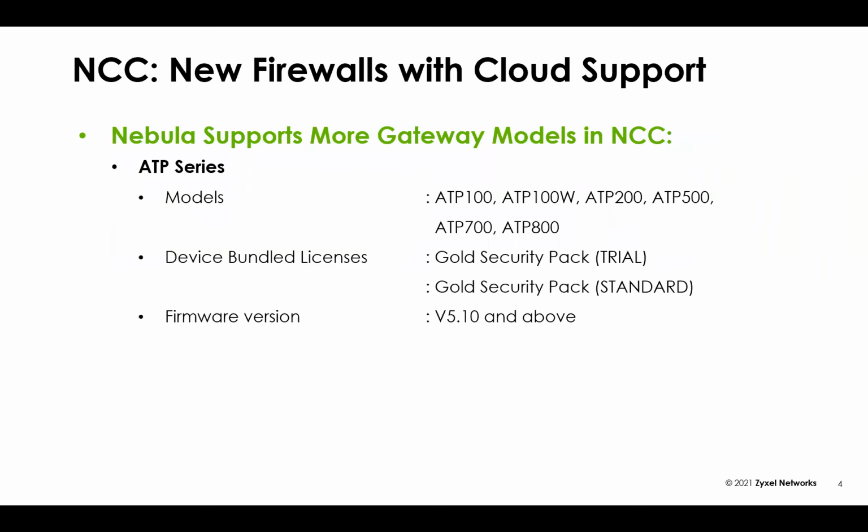As you know, the ATP series does come bundled with specific licenses. So we have our Gold Security Pack, and then also we have our Trial and our Standard. When you get your Gold Security Pack, you will have a 30-day trial, and then once that trial expires, it will then kick in the 1-year Standard Security Pack. Now, for Nebula to have the ATP cloud, you have to have version 5.110 and above for the firmware. So if you are not on that firmware version, you will need to upgrade to that particular minimum firmware version.